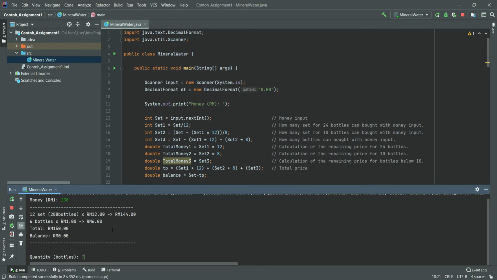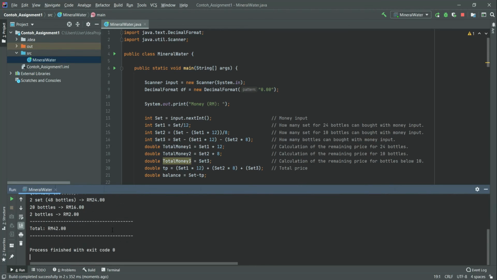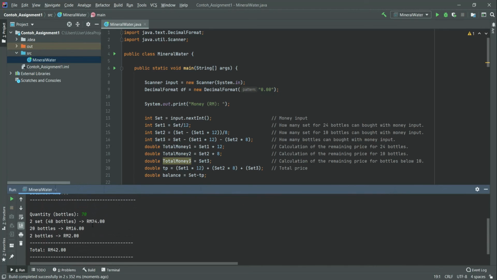The second instruction is 70 bottles. How much is the price? For 70 bottles, the price is 42.